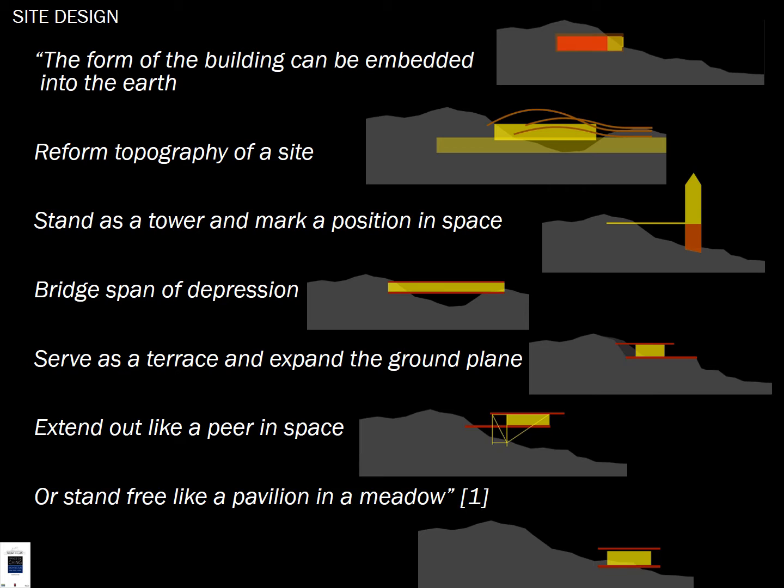A standing tower marks a position in space. You can bridge across the space. You can terrace, expand the ground plane and use those planes to your purpose. You can extend yourself way out and appear in the space, or stand free like a pavilion in a meadow.